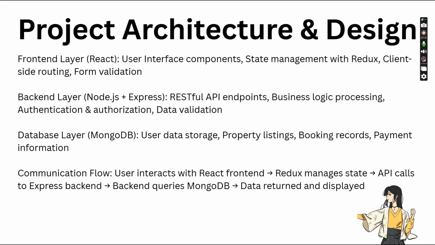In the database layer, we have used MongoDB: user data storage, property listings, booking records, payment information. And for the communication flow, the user interacts with the React frontend, then Redux manages state, then API calls go to the Express backend, then the backend queries MongoDB, then data is returned and displayed.